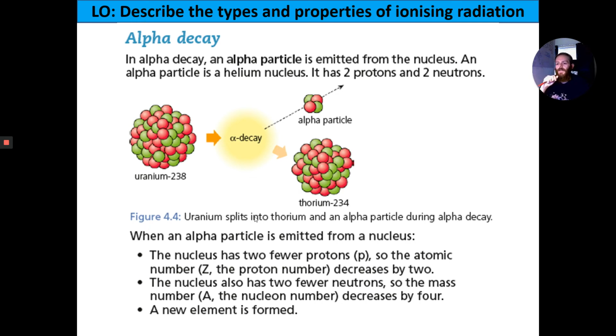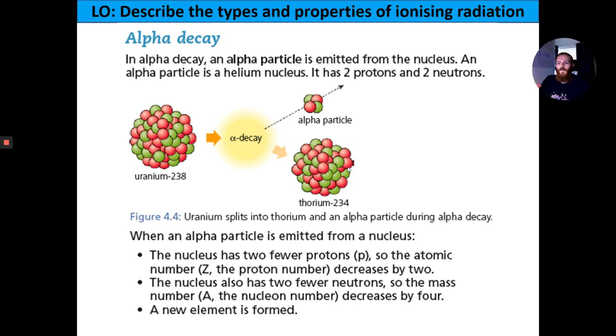Okay, so uranium splits into thorium and an alpha particle during alpha decay. Now, I remember the first time I went through this, my mind was blown. So I've started off with one substance, and it's given out a couple of protons, and because it's now lost a couple of protons, it's actually completely changed the nucleus from one element into another.